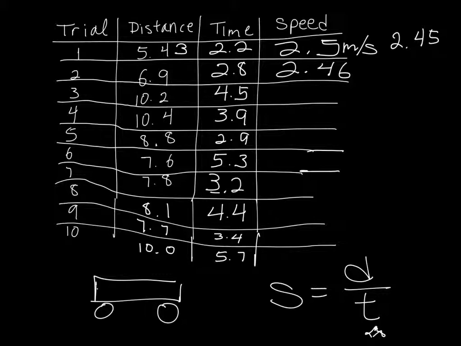Let's do the third one, 10.2 divided by 4.5, and that's 2.26 repeating, so that would be 2.27. So I'm going to write 2.27, and now I'm going to go ahead and do all of these and pause the video.